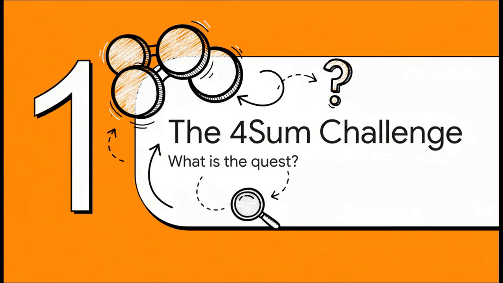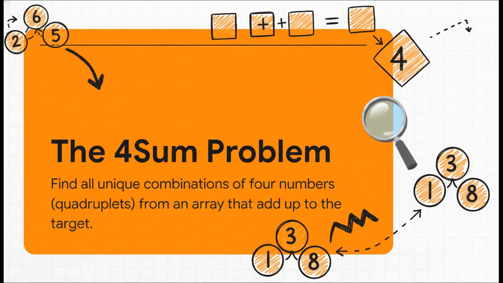Part 1, the foursome challenge. Before we can cook up a solution, we have to know exactly what the recipe is asking for. At its heart, it's really a search mission. You get a list of numbers, right? And a target number. Your job is to dig through that list and find every single unique group of 4 numbers that adds up perfectly to that target. We call these little groups quadruplets.